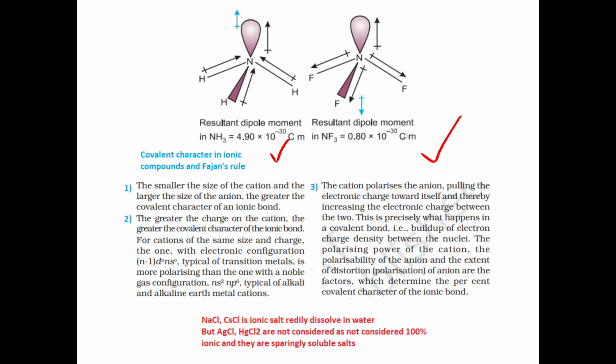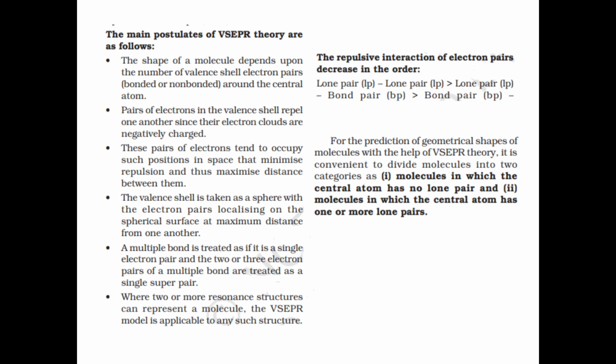NaCl and cesium chloride are ionic salts readily dissolved in water, but AgCl and HgCl2 are not considered 100% ionic, and they are sparingly soluble salts.